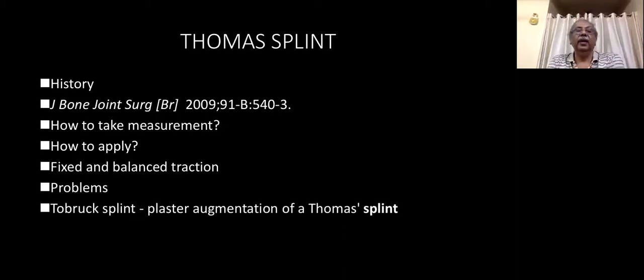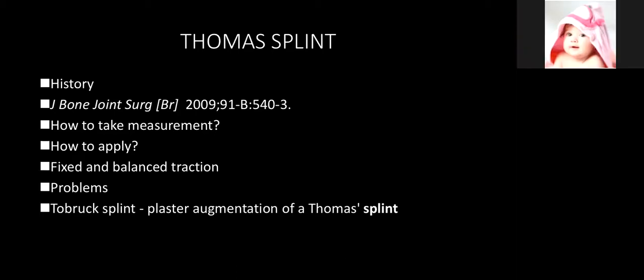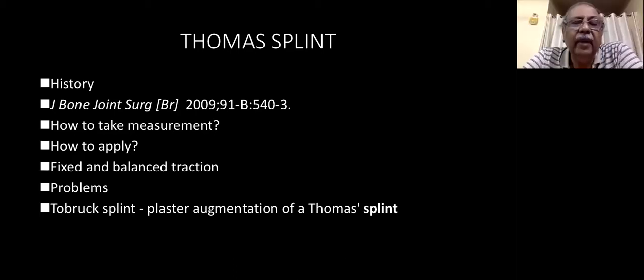Then another thing that may be asked is, what is Tobruk splint? The importance of Tobruk splint is that it saved a lot of lives during the Second World War, because Tobruk is a place in Libya where the Allied forces and the Nazis fought a fierce battle in the deserts, and there the Thomas splint was used to immobilize the fracture, and they applied plaster over the fixed traction.